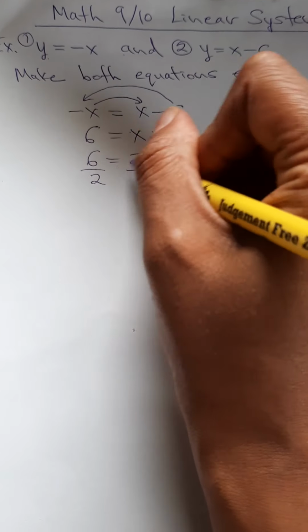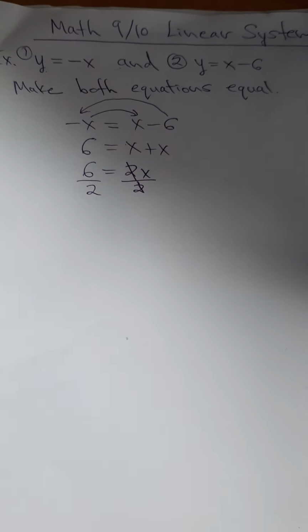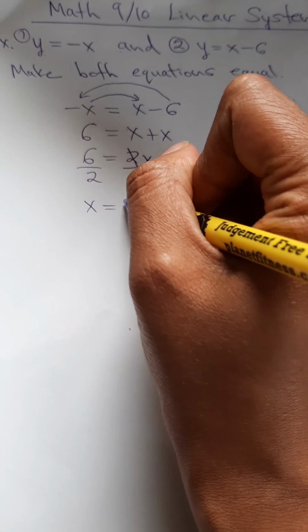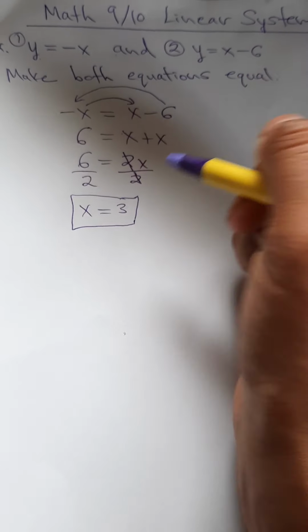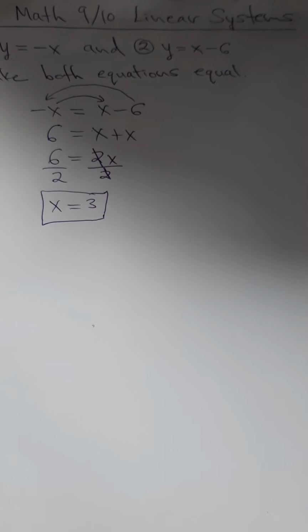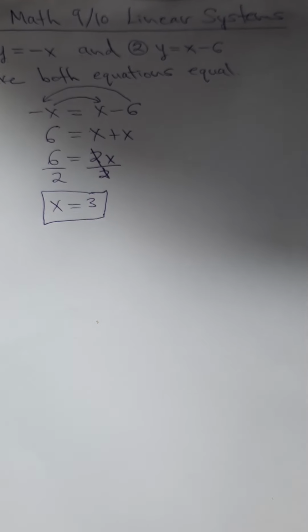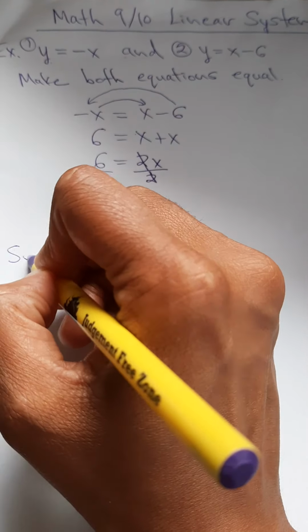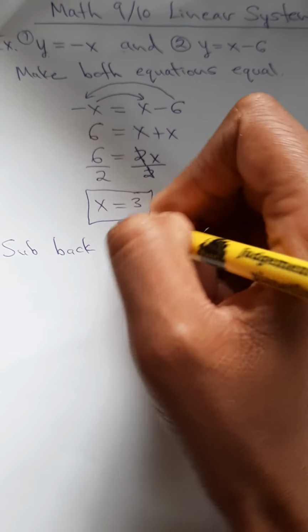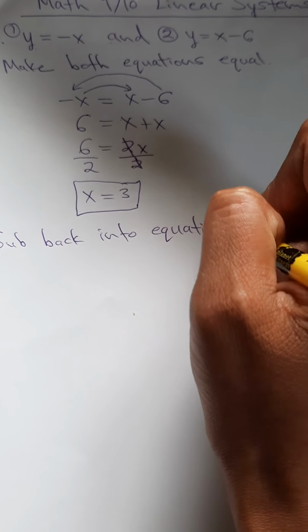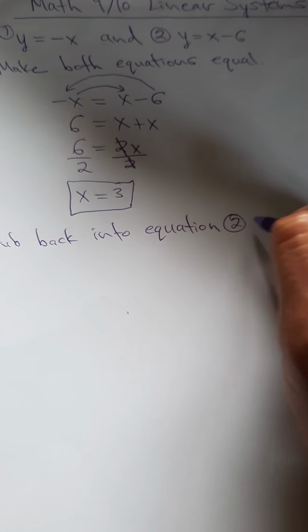So here we're going to solve for x, so divide by 2 on both sides. If you're not sure, you're just dividing by the number that is in front of the variable. So x is equal to 6 divided by 2. x is equal to 3. And again, just don't stop there. We made both equations equal, and now I'm going to sub back into equation number 2.